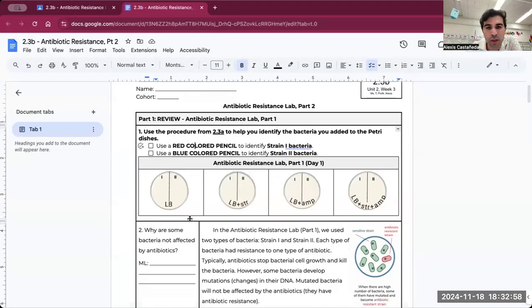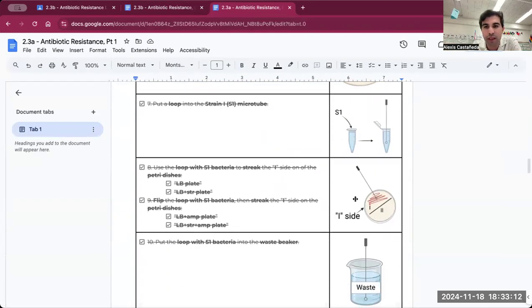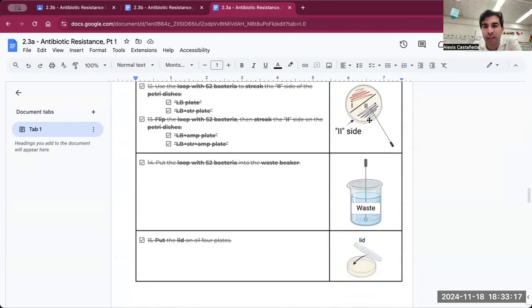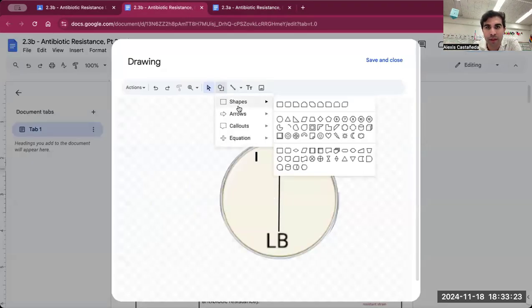So it says we're going to look back on this and see where we put each of the bacteria. So if we go back to 2.3a, let's look at the actual plates. On the left side of each plate, on side 1, we added strain 1 bacteria. And on the second side, on side 2, we put strain 2 bacteria. So on each one of these plates, on the left side, I'm going to put strain 1 bacteria, and on the right side, strain 2 bacteria. So on the left side, I'm going to make it red. On the right side, I'm going to make it blue.